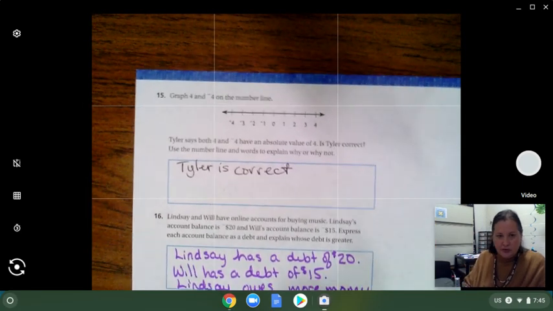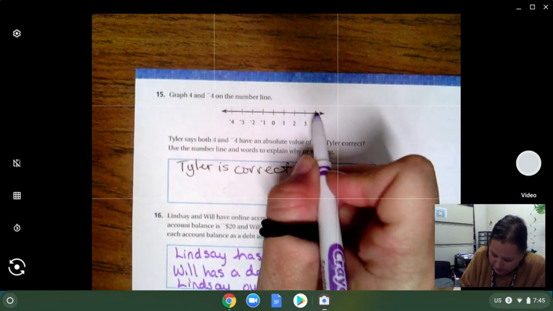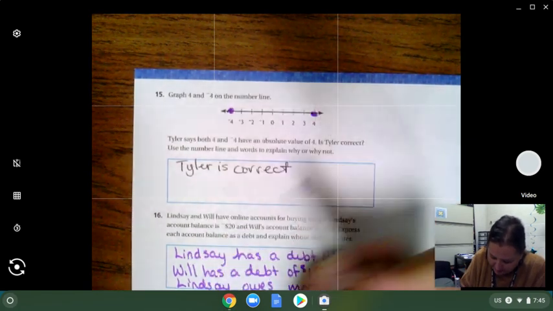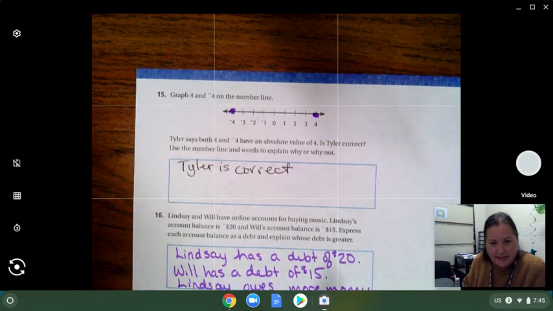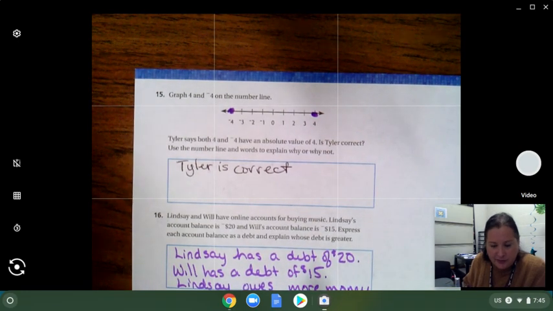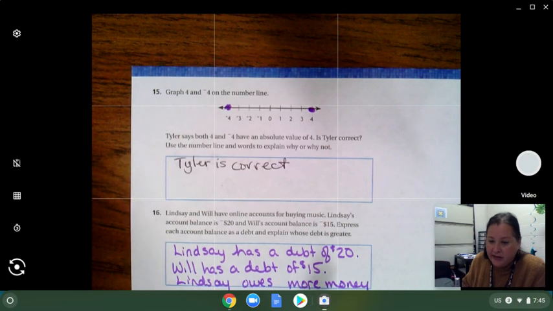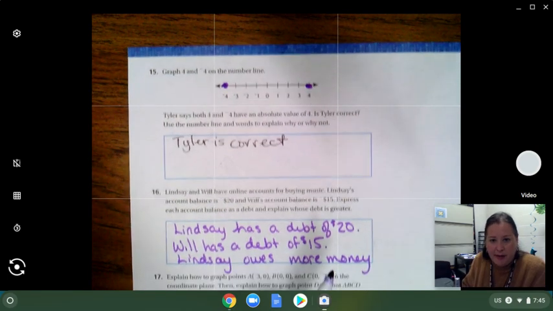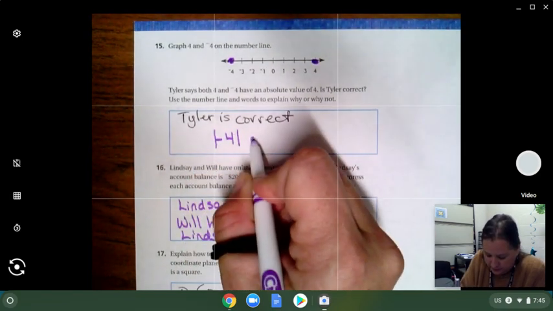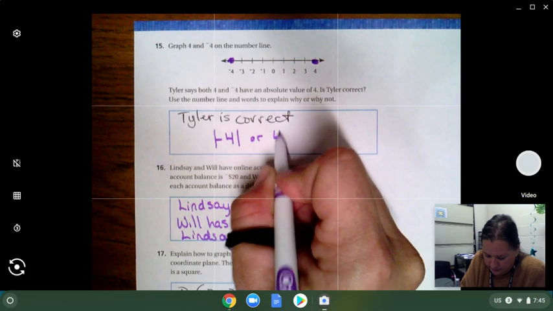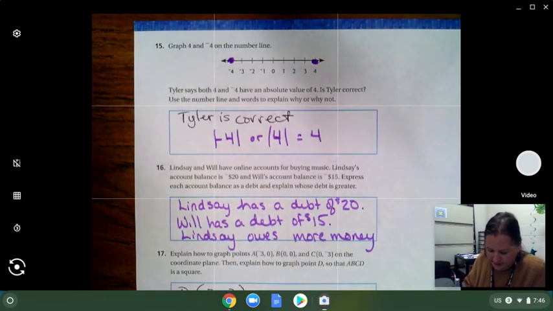Okay, graph a 4 and a -4 on the number line. Tyler says that they both have an absolute value of 4. Is he correct? Yes, he is. They're both 4 units away from 0. Therefore, -4 and +4, when you take their absolute value, will be a +4. Remember, it looks like this. +4.